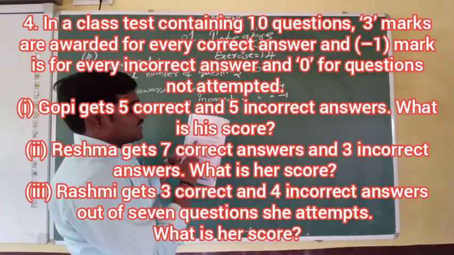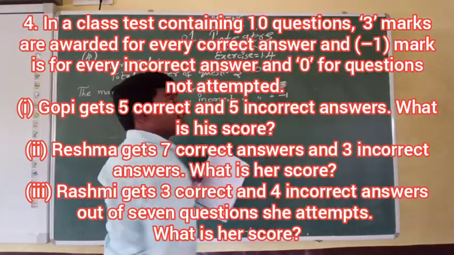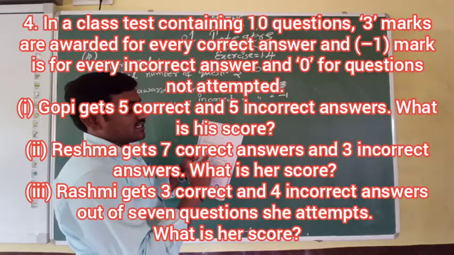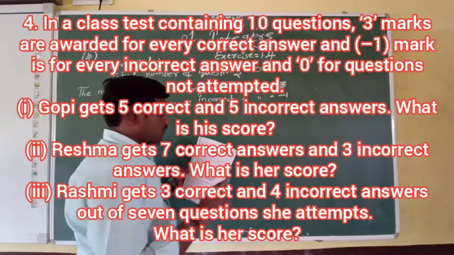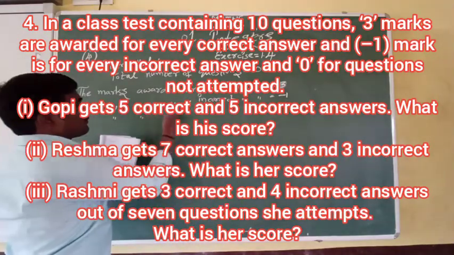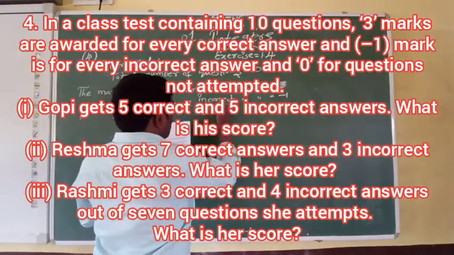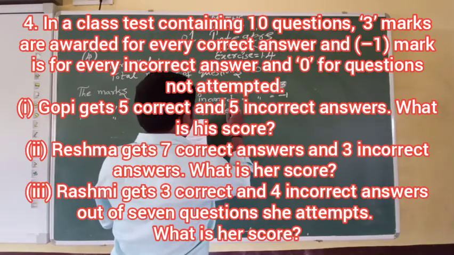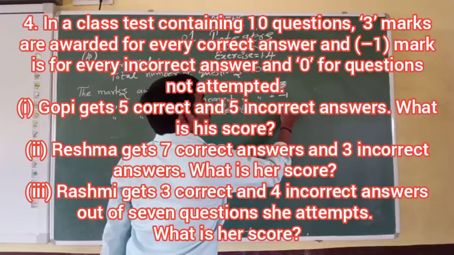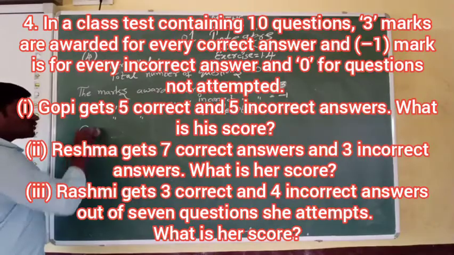Here it is clearly said that 3 marks are awarded for every correct answer and minus 1 mark is for every incorrect answer. And for not attempted questions, the marks awarded for not attempted answers is equal to 0. This is what they have given. So let us see one by one what their score is.